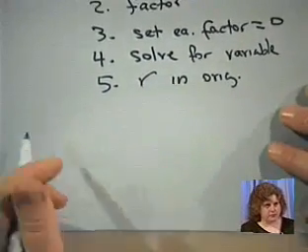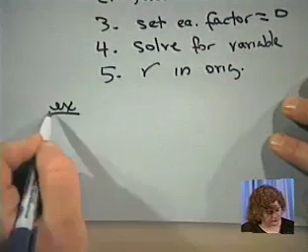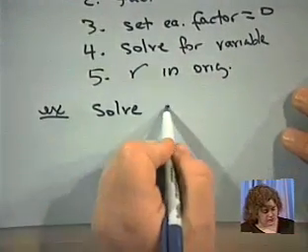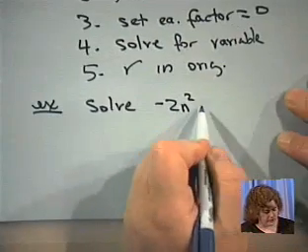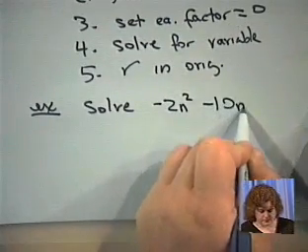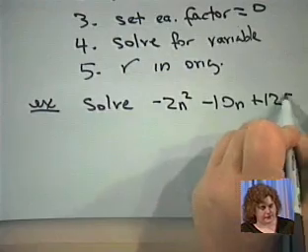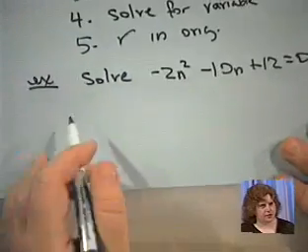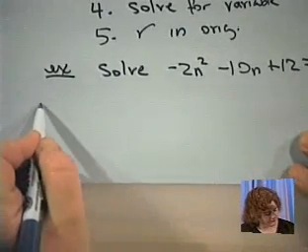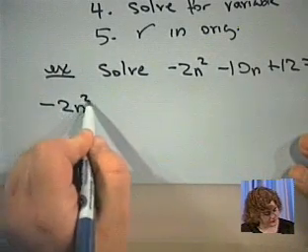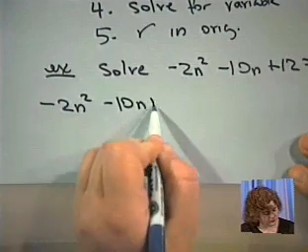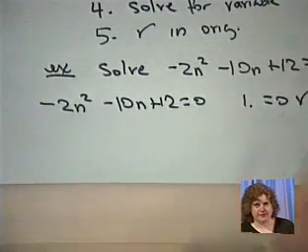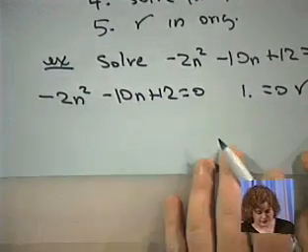Suppose you have the problem negative 2n squared minus 10n plus 12 equals 0. First step, get it equal to 0. I'm going to rewrite it over here so I have room to write out our steps. Step 1, get it equal to 0, done. Came to us that way.